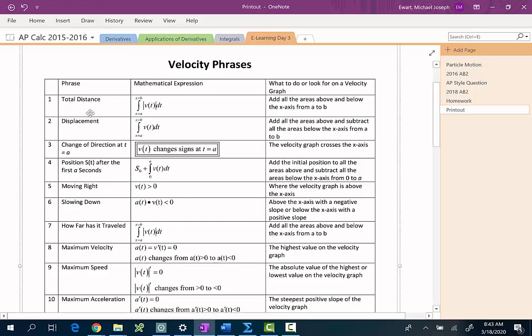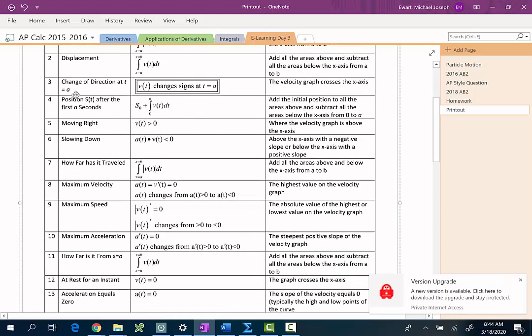So, first thing, we're going to go over the difference between distance and displacement, right? Total distance is the absolute value of the integral, and displacement is the integral of just the velocity without the absolute value. They will not give you the total distance on the non-calculator section with an equation, but they might do it with a Riemann sum, so we'll go over that later on. When we see change direction, that's when the velocity changes direction.